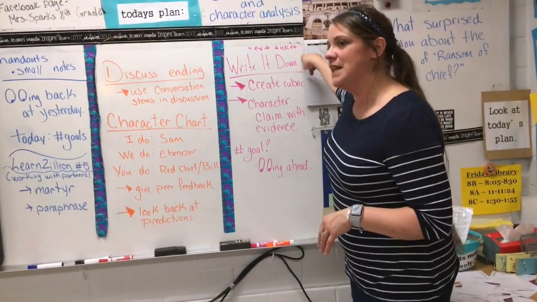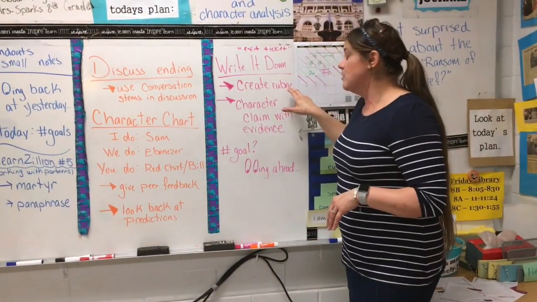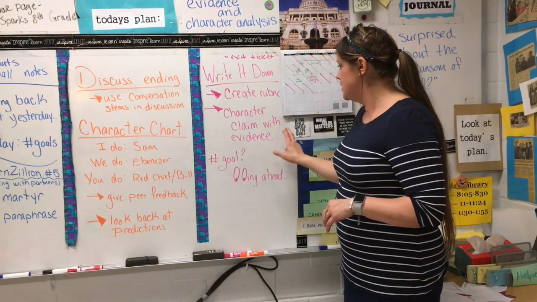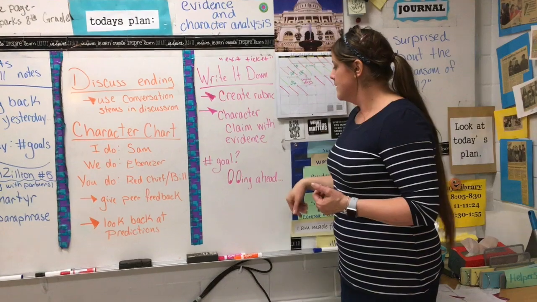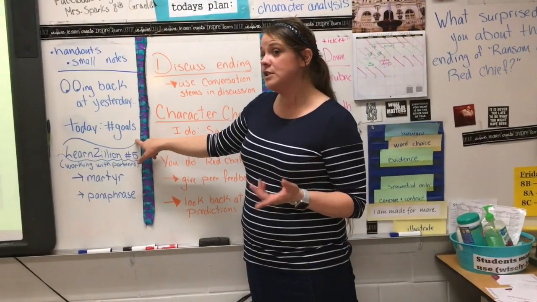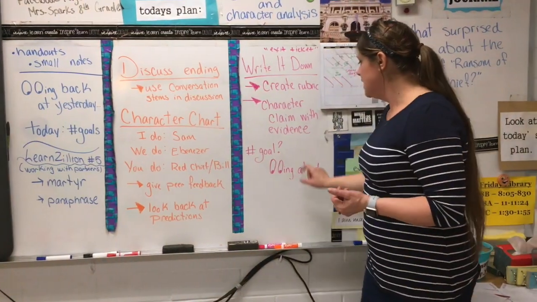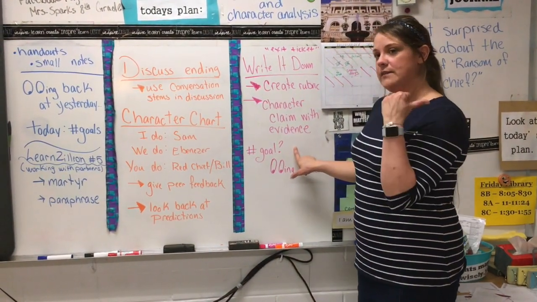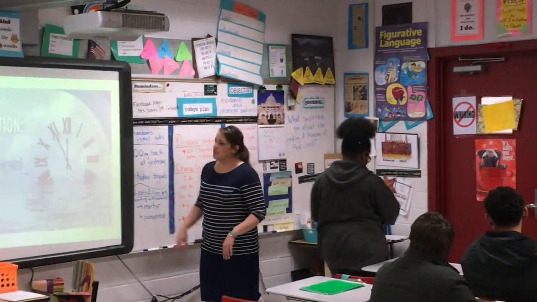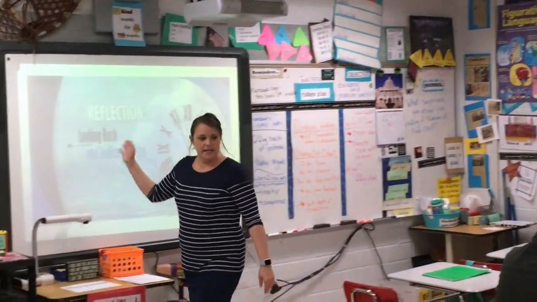For our exit ticket today, for our Write It Down, you will be creating your own rubric and checking your own work according to that rubric. So we'll be turning that in. That'll be your character claim. And then we'll check and look at our goals from the beginning of the class to see, did you meet your goal for today? So you will check that whenever you're leaving. And then we'll look ahead at what we're going to do tomorrow. So first, let's just kind of take a look at yesterday.